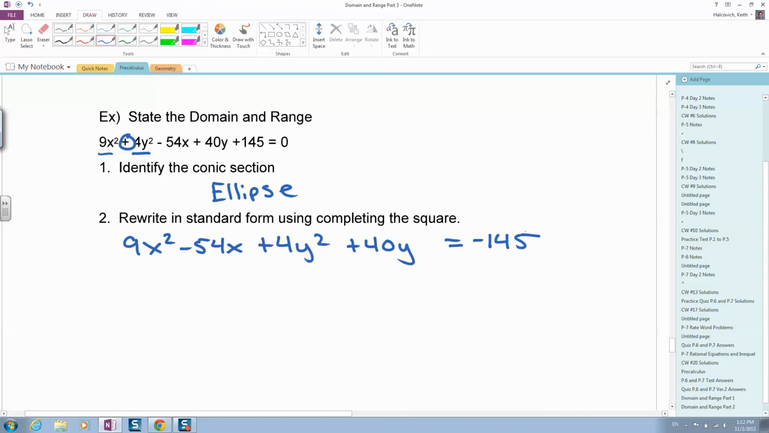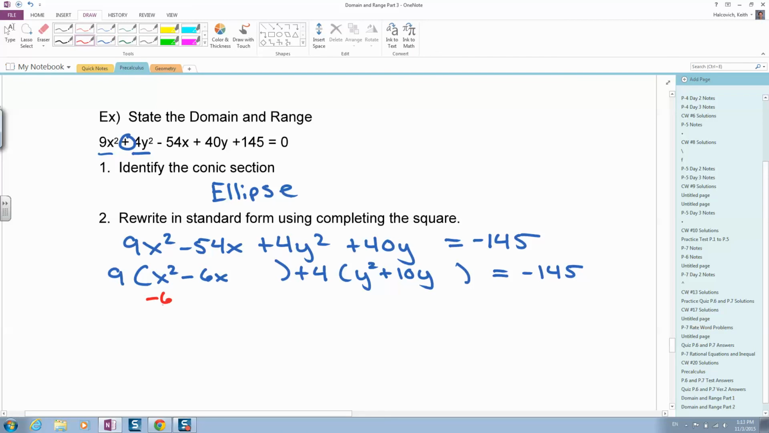All right, so remember, with completing the square here, the first thing we're going to do is factor out the number in front of the x. So 9, make it x squared minus 6x. And here we're going to take out a 4. So it's 4 times y squared plus 10y, equals -145.